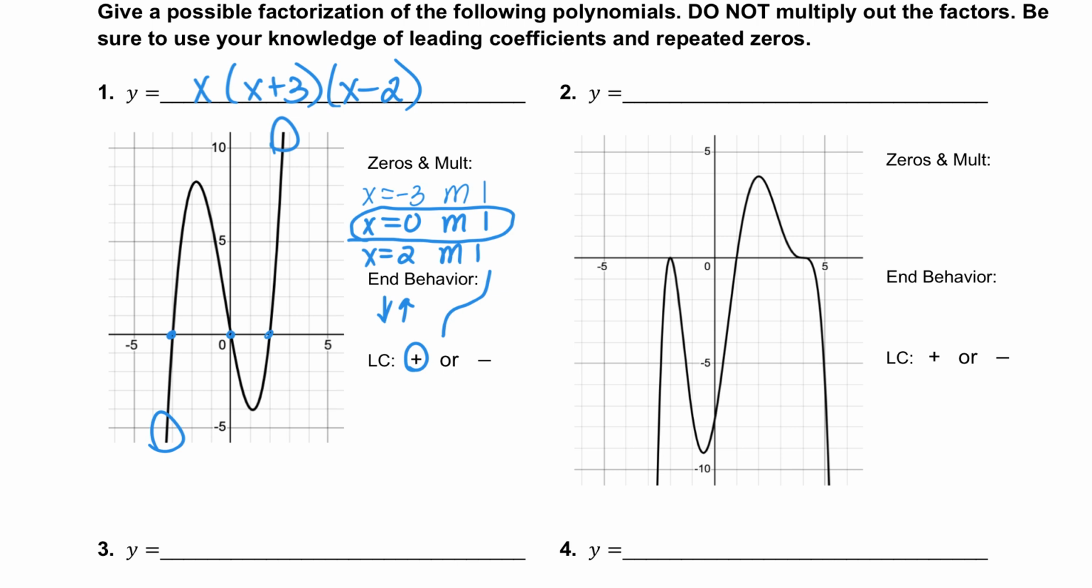Okay, look at number 2. Okay, so this is my x-axis here. So it crosses here, and here, and here. And I've got some interesting things going on here. Okay, this has a multiplicity of 2 because it bounces. Okay, this one is just multiplicity 1 because it goes straight across.